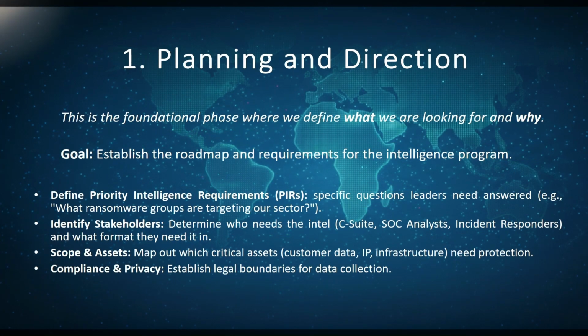First one is planning and direction. It is the first and a fundamental phase where we define what we are looking for and why. In this stage, we get a clear picture of what we need to do. If the customer requirement is strategic threat intelligence, there are different types of threat intelligence, right? As I told in the earlier video. Based on the type, we need to do planning and direction. It is mostly based on the customer or client requirement.